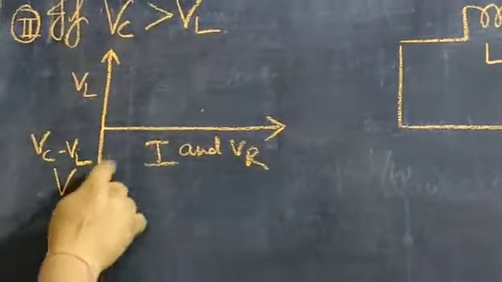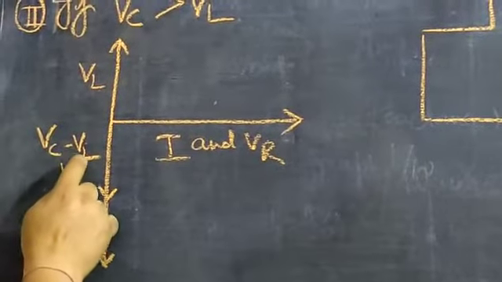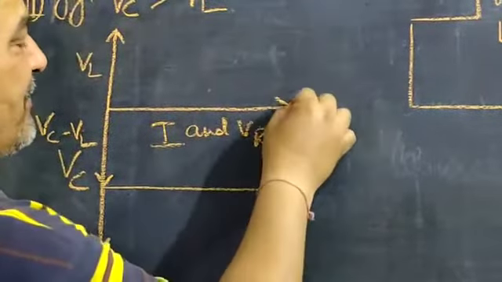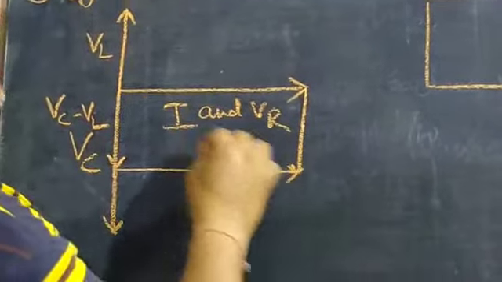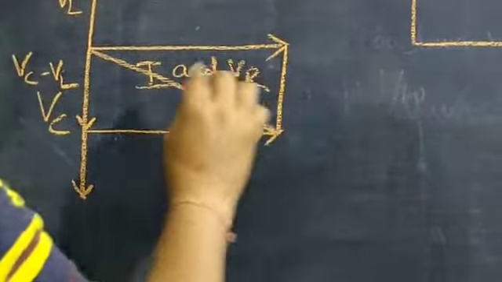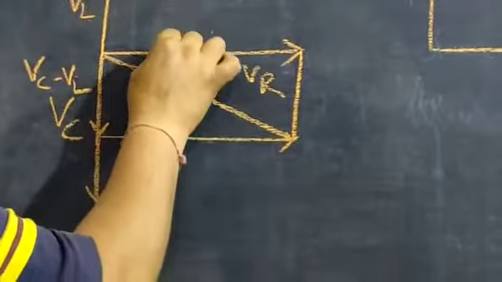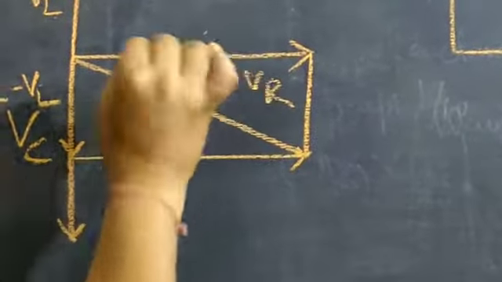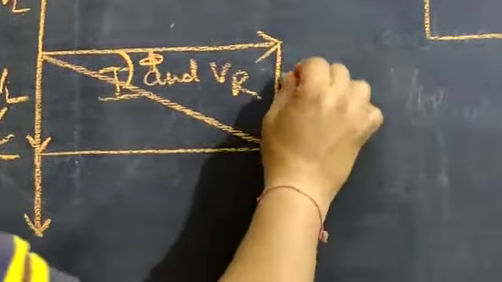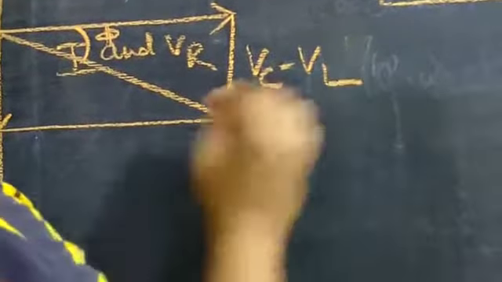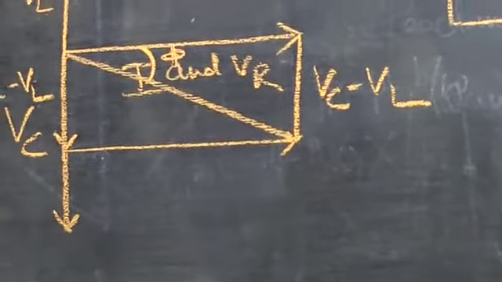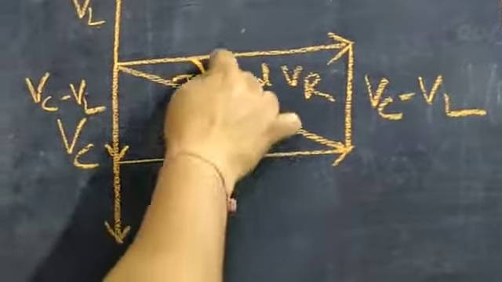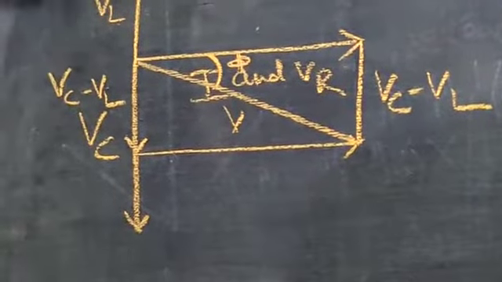And the resultant of these three, VL and VC, we have got it, and VR will be obtained by using the parallelogram law. So in this situation, voltage will be trailing behind the current by an angle phi. So VC minus VL. So here in this situation, the resultant position of voltage is behind the current.